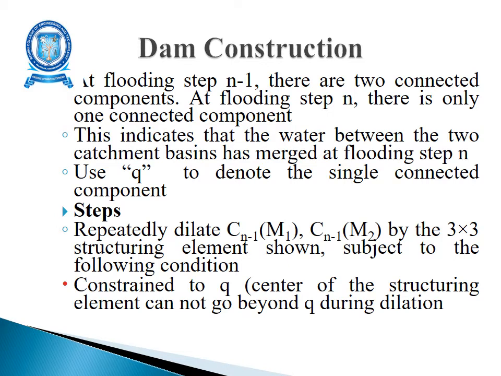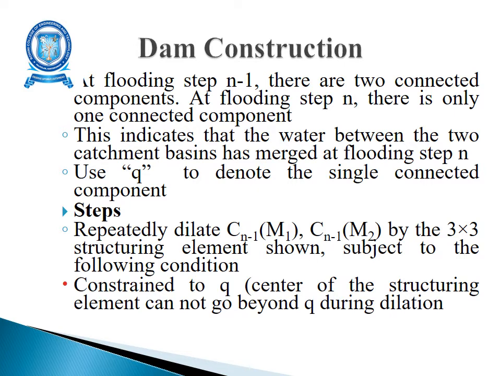Now after this we are going to construct the dam. At flooding step n-1, there are two connected components, and at step n there will be one connected component. By seeing this we can indicate that there is water between the two catchment basins that has to be merged at the flooding step. So we use Q to denote the single connected component.